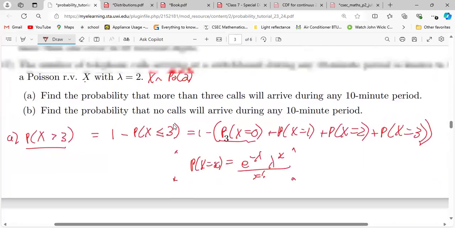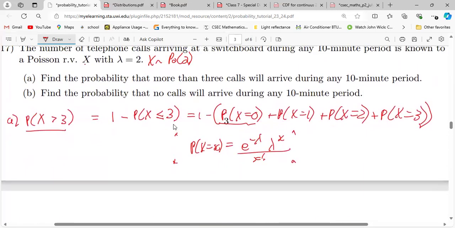And what about the probability that no calls will arrive? If it's 0, it'll be kind of a weird question to ask. It would be e to the minus lambda, lambda to the x, over x factorial. 0 factorial is 1. So this will just be e to the minus lambda, because anything to the power of 0 is 1, and 0 factorial is 1. So it will just end up being this. I guess it's like 3 marks in a way. I don't see the point in that question, but yeah.